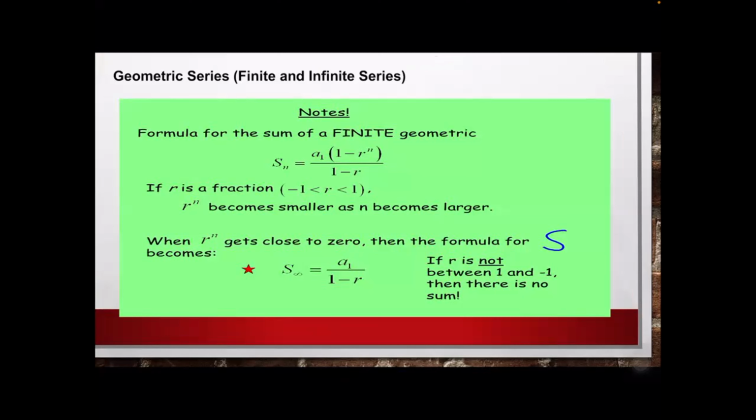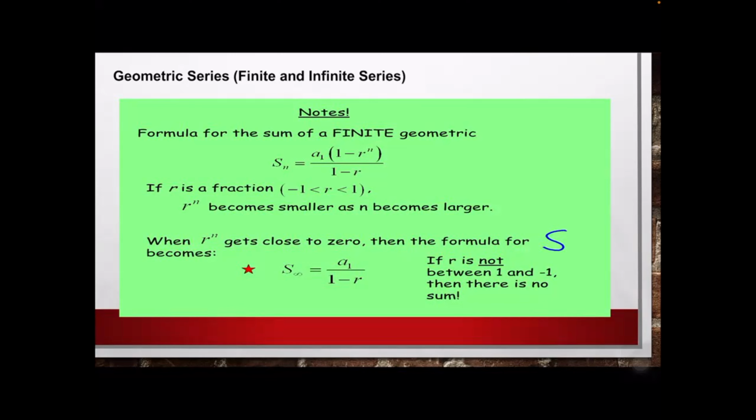So for the finite series, the formula that we'll have is S sub n is equal to a sub 1 times 1 minus r raised to n over 1 minus r, where a sub 1 is the first term, r is the common ratio, and n is the number of terms. It's the same with the denominator, 1 minus r.